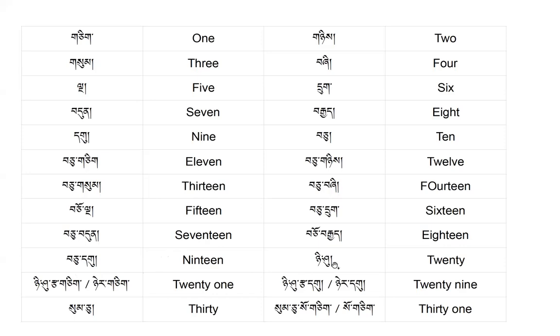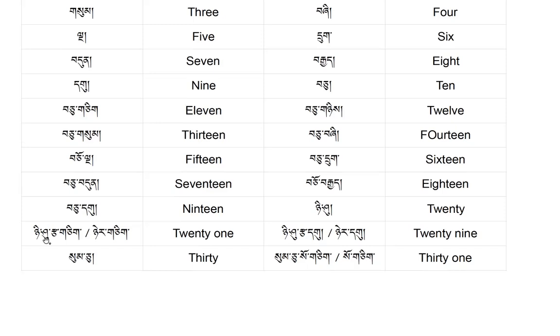Nishu, which is 20. So nishu tsachik or nirchik. These are two ways of saying 21. You can either pronounce the whole thing by saying nishu tsachik, or you can just say nirchik. Both mean 21. Nishu tsaku or nirku, which means 29. Sumchu.